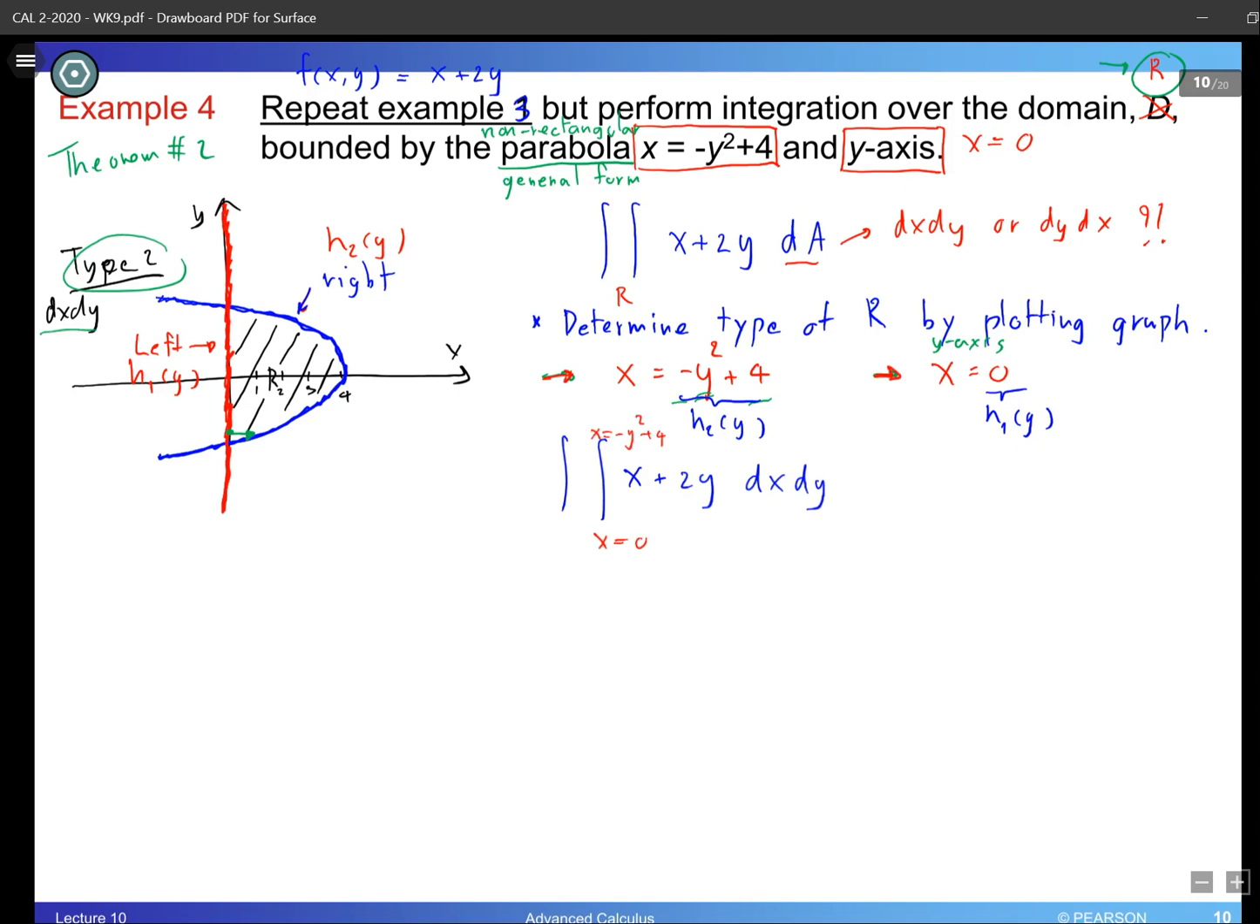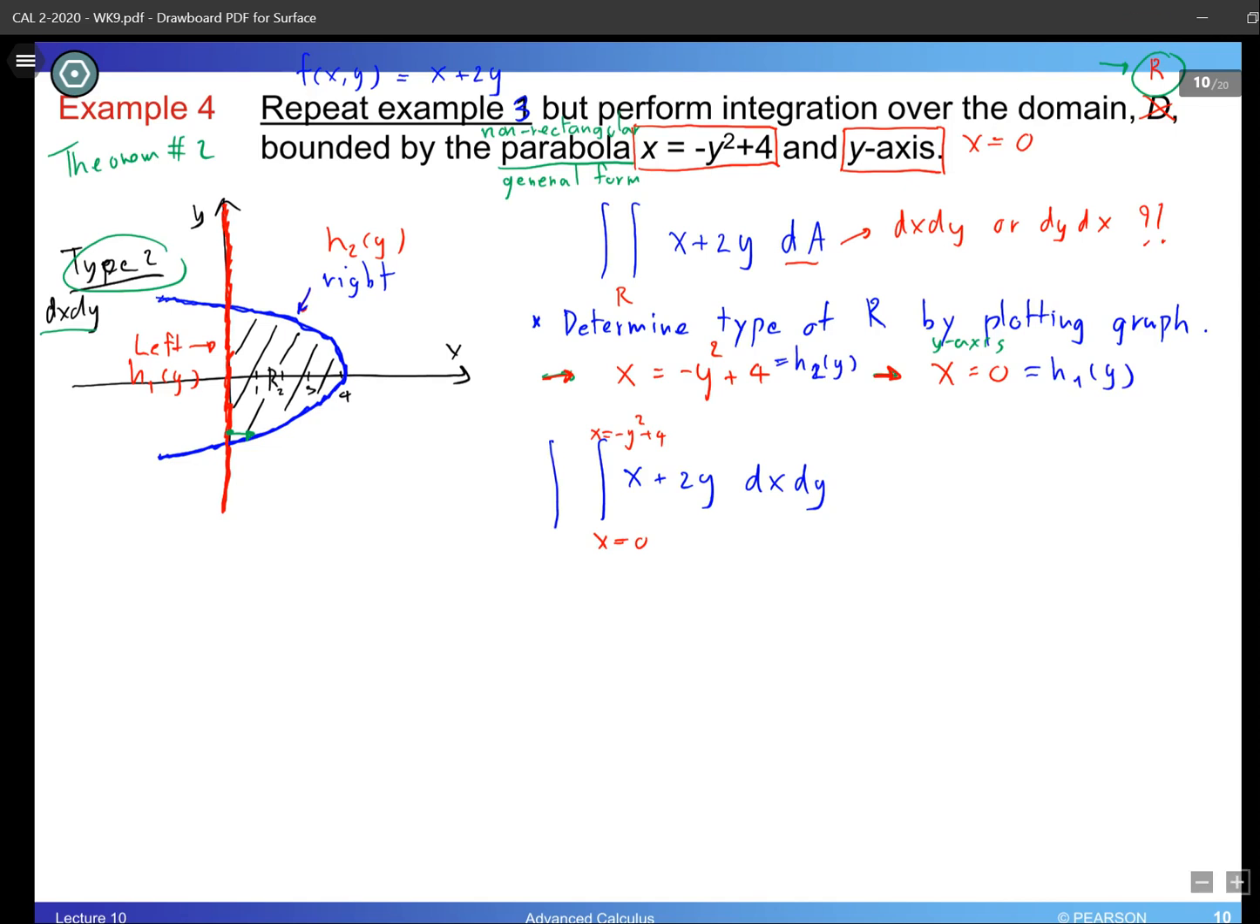Let me clear this up. I need more space. What about I put this right here? I assign this to be h1 of y, h2 of y, and this one to be h1 of y. So there you go. Now I need to move this a little bit further. Now we have the boundaries for the x variable, no problems between two curves.